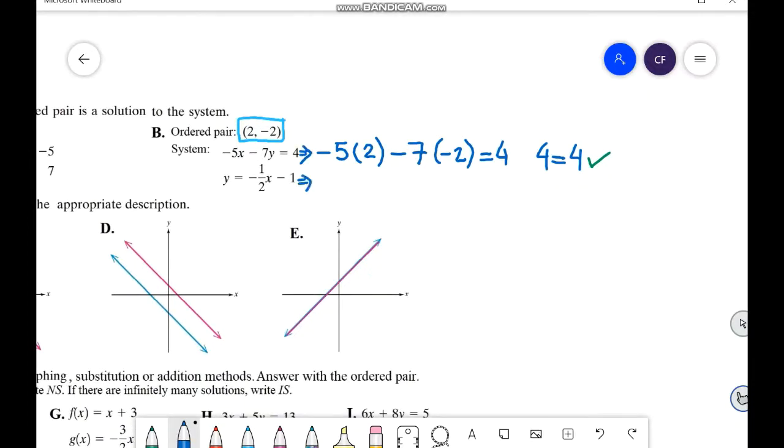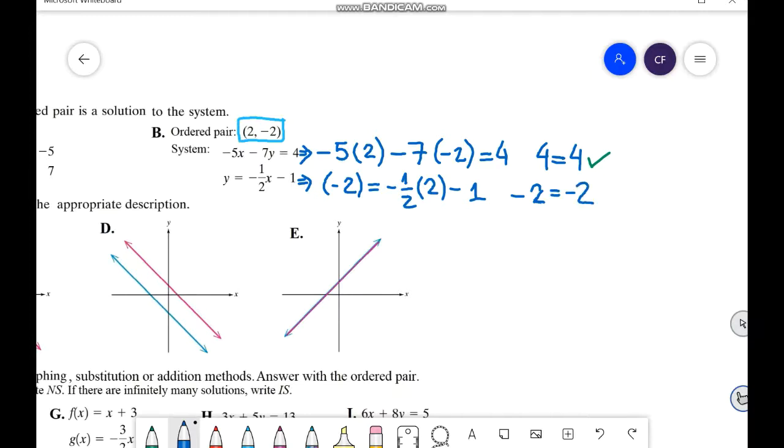The next one we will check is y equals negative 1 over 2 x minus 1. Plug in y is negative 2, equals negative 1 over 2 times x equals 2, minus 1. Negative 1 over 2 times 2 is negative 1. Negative 1 minus 1, negative 2. That means negative 2 equals negative 2.